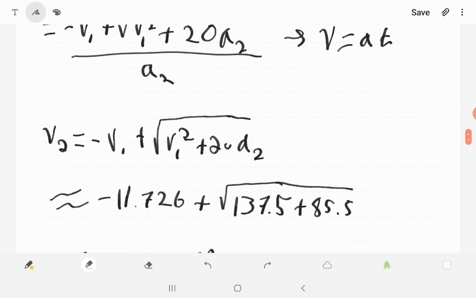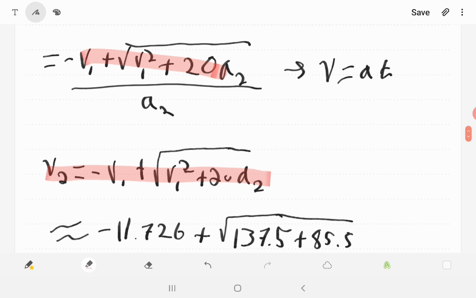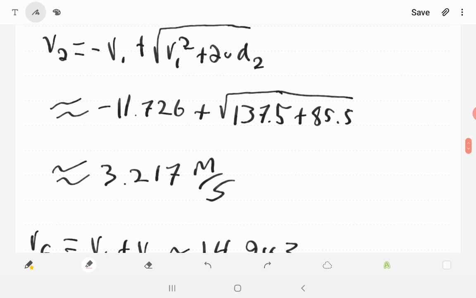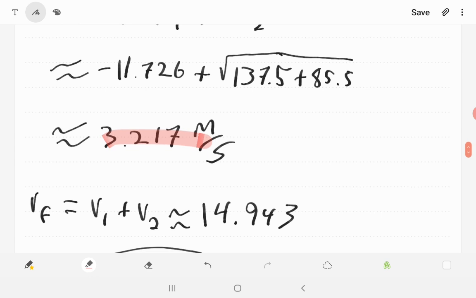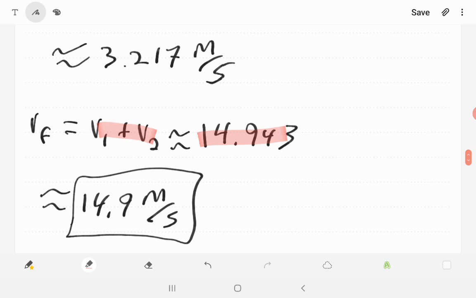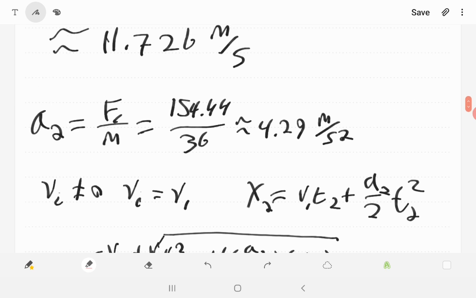That means that our velocity that we've gained over the second leg of the journey is going to be equal to this right here, simply the top half of our quadratic equation from above. Solving this, we get that we have added an additional 3.217 meters per second approximately to our velocity. So for our velocity final, we simply take the velocities from our two legs of our journey, add them together to get approximately 14.93 meters per second.